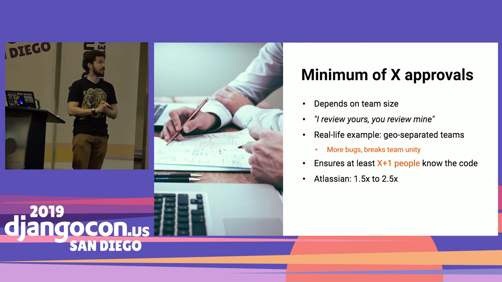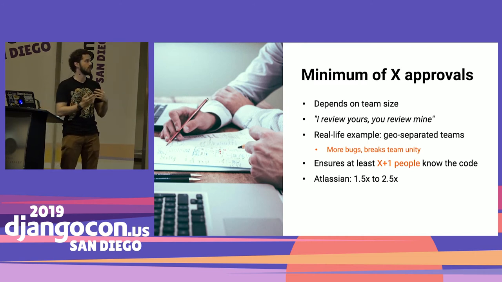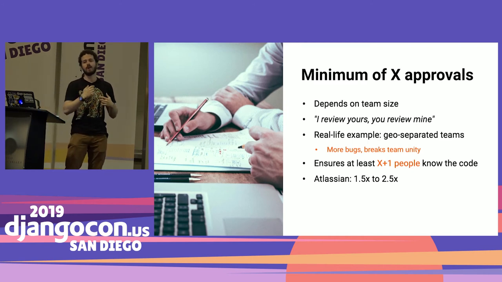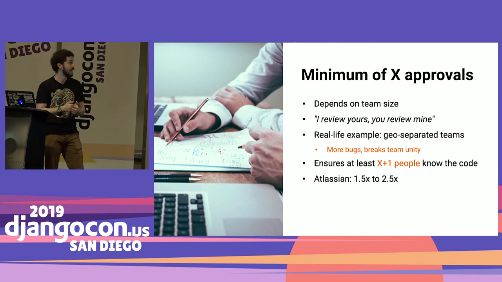Another good practice is having a minimum of X approvals. Of course, it depends on the team size, but the idea is to avoid scenarios where you say, oh, I review your code, you review mine, we both approve each other's code, and that's okay, let's go home.